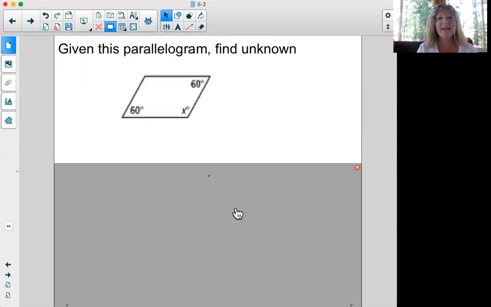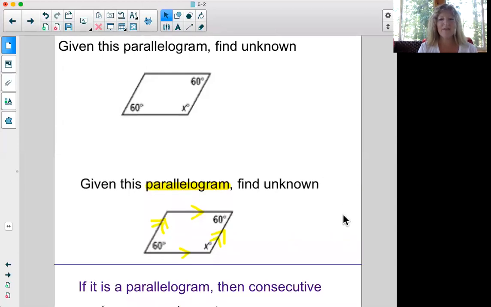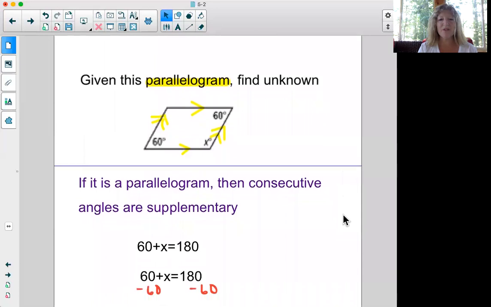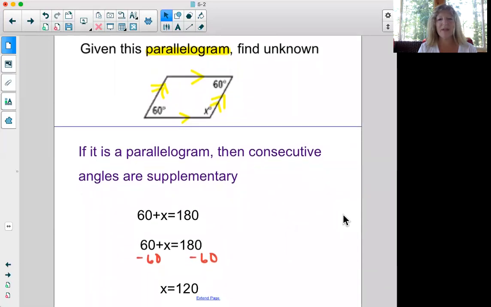So pause, use this theorem, and find x. Given it's a parallelogram, we can use the theorem that if it's a parallelogram, then consecutive angles are supplementary to set up our equation. These are consecutive angles, so 60 plus x has to add up to 180. These are also consecutive, so they have to add up to 180. And you can find out x is 120.